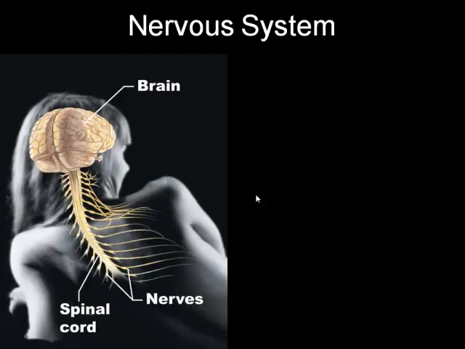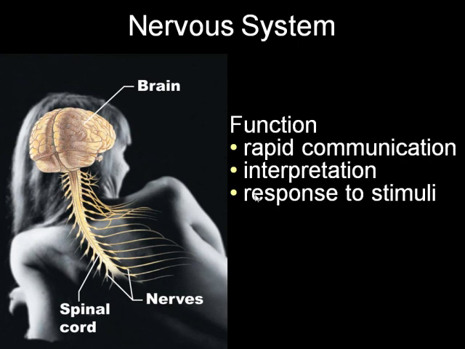The nervous system is composed of the brain and the spinal cord and the nerves. The nervous system is a communication system. It very rapidly informs all parts of your body about things it needs to do and things that are going on. Not only that, but your brain and to a certain extent your spinal cord take in sensory information, interpret it, and allow you to respond to it. So you respond to various stimuli.